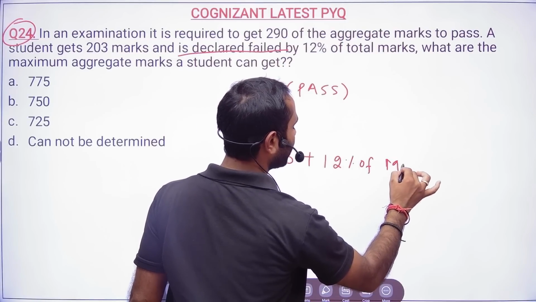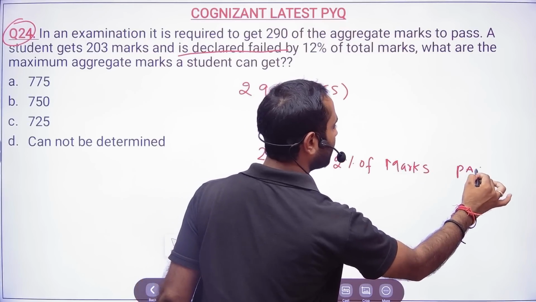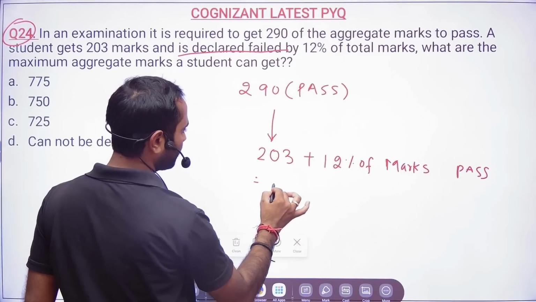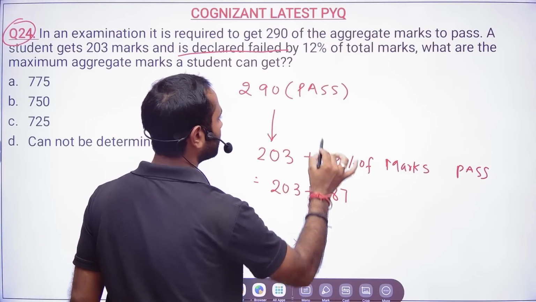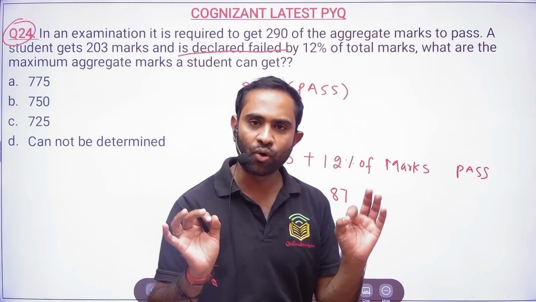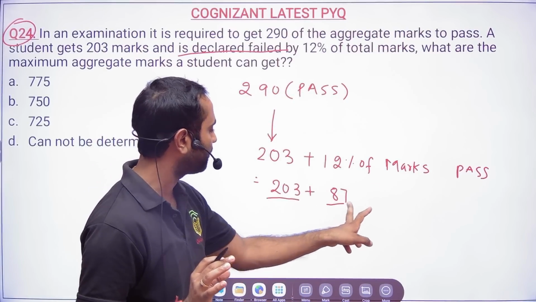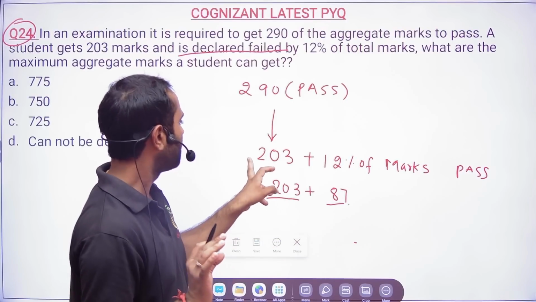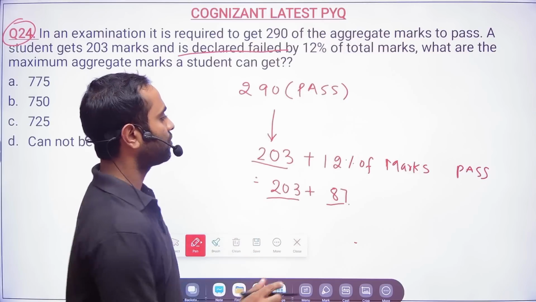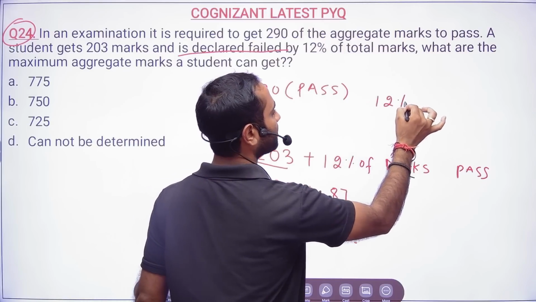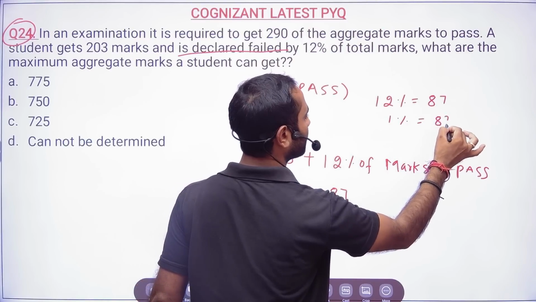So if we give him 12% of the total marks, then he will pass, right? Or you can say, if you give him 213 plus 87 marks, then he will pass, because 290 is the passing marks. He got 213, that means if you give him 87 more marks, he will pass. Or if you give him 12% of the total marks, then also he will pass. So can I say that 12% of the total marks is equal to 87, so 1% is equal to 87 by 12.